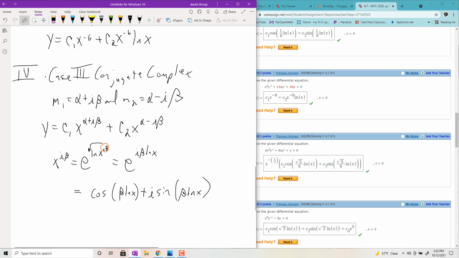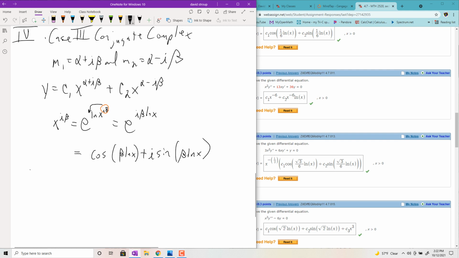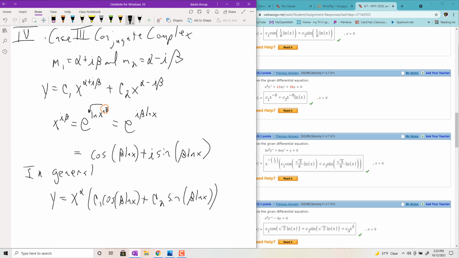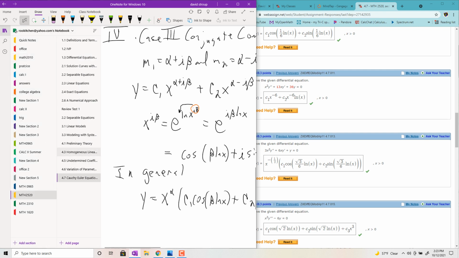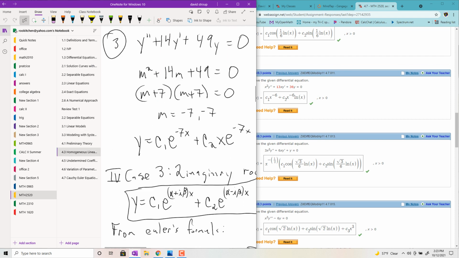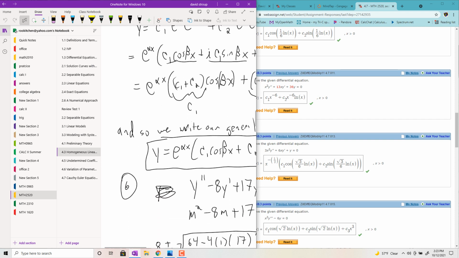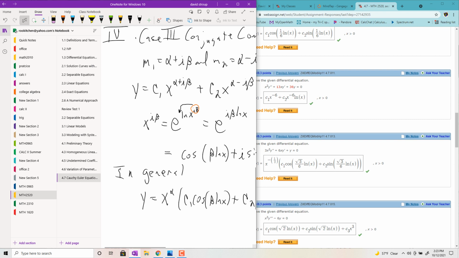And then we can take the parts and multiply them by any constant we want. So in general, our solution y will equal x to the alpha times c1 cosine of beta ln x plus c2 sine of beta ln x. And if you look back at the form for complex roots when we were dealing with the homogeneous linear constant coefficient problems, you have the same form. It's just now you're tacking in an ln of x, and on the outside you have an x to the alpha as opposed to e to the alpha x. Okay, a little comparison and contrast there doesn't hurt.